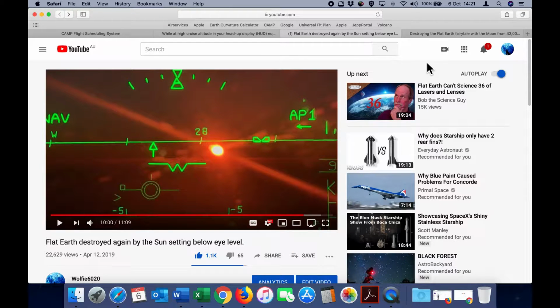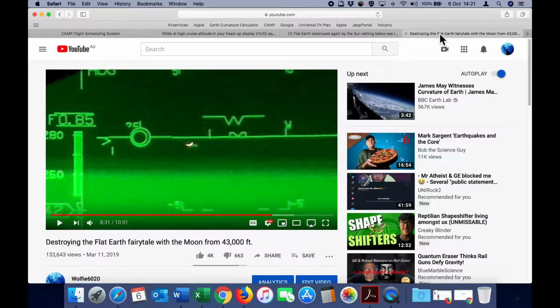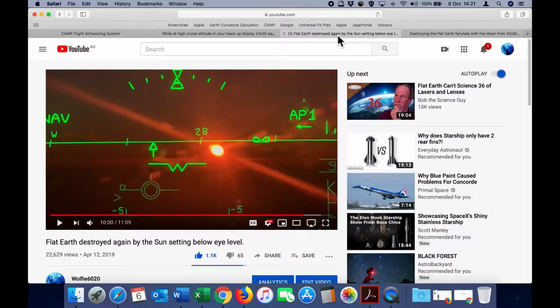So in this video, we're going to look at the aircraft head-up display once again, specifically this HUD horizon line that you can see here with the sun clearly below. And also in a previous video, I showed the moon below this HUD horizon line. Now it seems that there are still flat earthers who fail to understand the significance of this and what this HUD horizon line is actually representing.